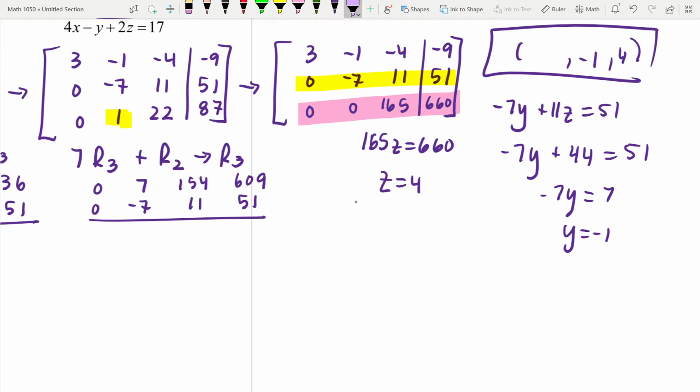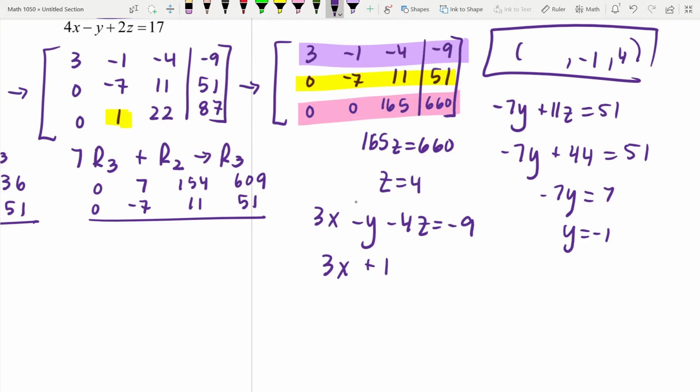Then you just go up to the top. And the top is 3x minus y minus 4z equals negative 9. That's 3x. Y is a negative 1, so minus a negative 1 is a plus 1. Z is a 4. Negative 4 times 4 is negative 16 equals negative 9. That gives me 3x minus 15 equals negative 9. That gives me 3x equals 6. Divide. That gives me x equals 2. And I'm done.